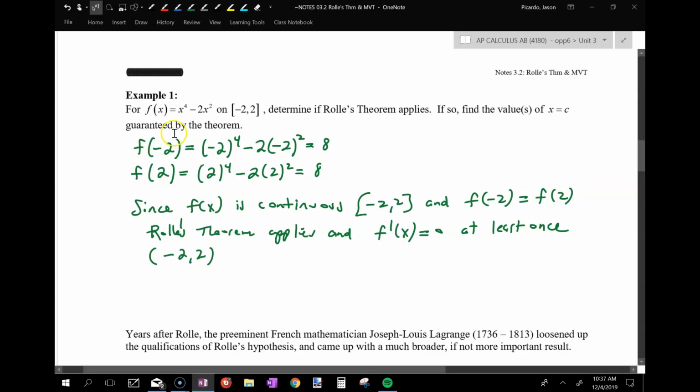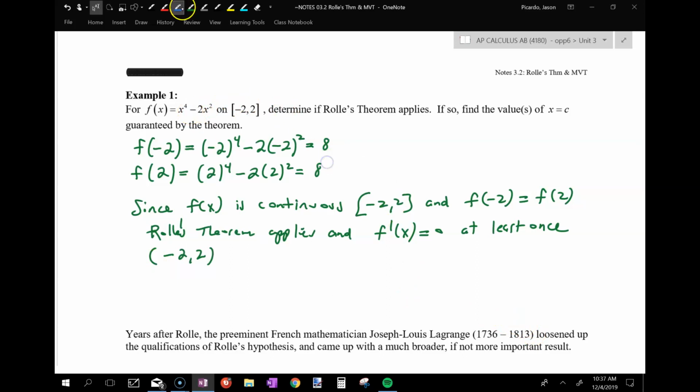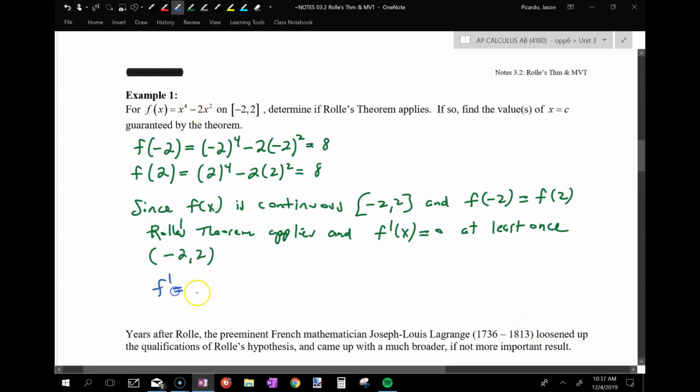So that's really important, guys, what I just said, that last piece. And what was that last piece? That Rolle's theorem suggests that there has to be at least one point between -2 and 2, but not including them, okay? So let's see if it makes sense. Let's take our derivative. And Rolle suggests that I can set this equal to 0.